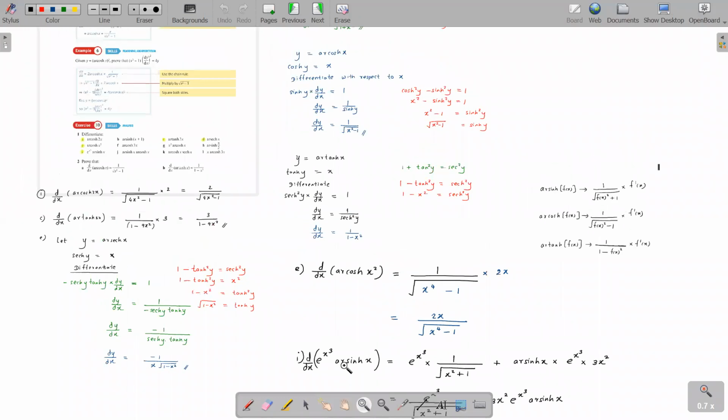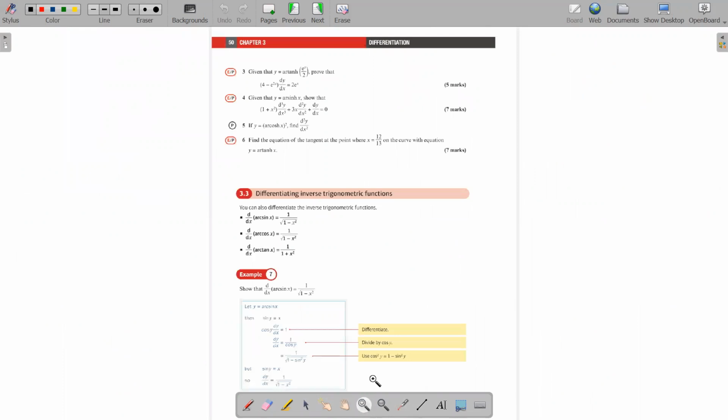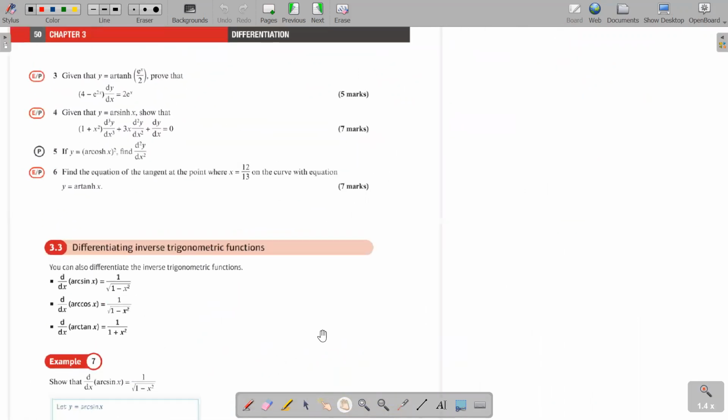Okay, so after that, the next question says to prove that the differentiation. These two proofs we just did, right? So we don't need to do that. We have already done it. Now let's go for question number 3.